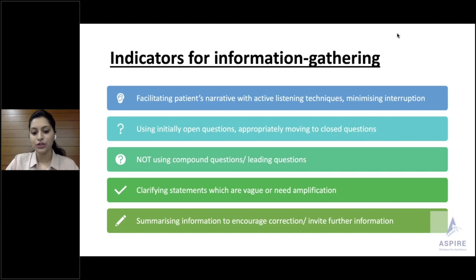So summarizing information to encourage correction or invite further information. Summarizing is the deliberate step of making an explicit verbal summary to the patient of the information gathered so far, and is one of the most important of all information gathering skills. So it is used periodically throughout the interview. It helps with two significant tasks, that is, ensuring accuracy and facilitating the patient's further responses.